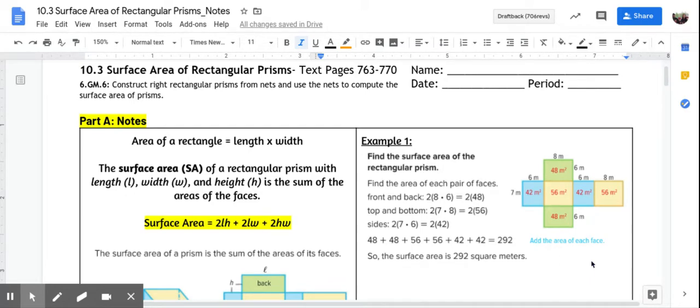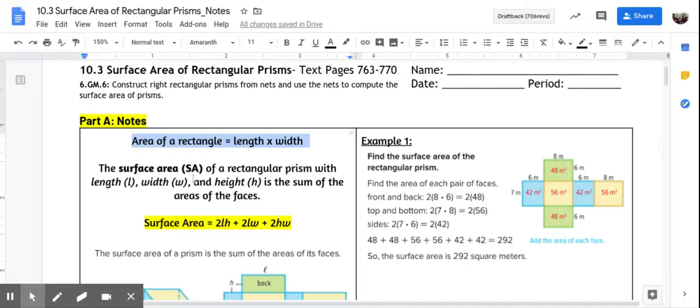Hey everyone. We are on day 6 of e-learning, and today we're going to focus more on the surface area of rectangular prisms, which we kind of explored yesterday. I'm going to go over some notes first. Remember, to find the area of a rectangle, you take length times width.